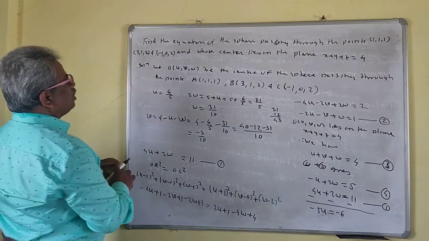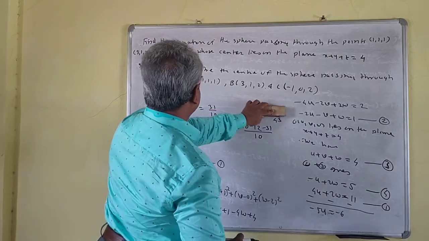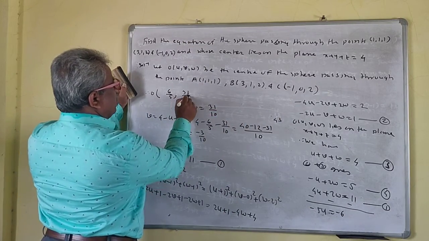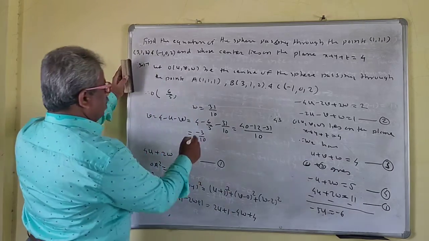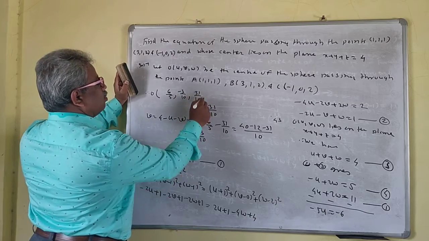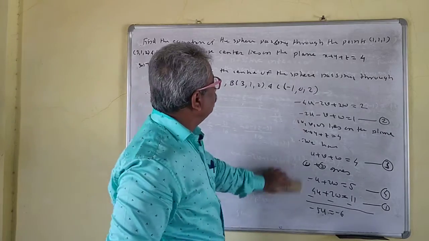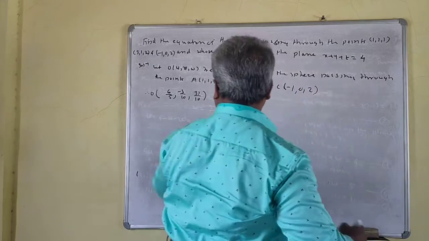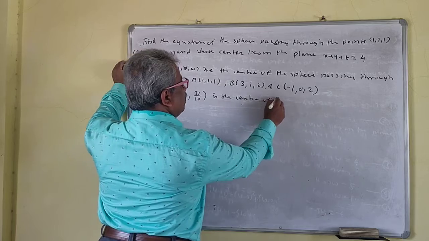Okay, so you got the center and radius. We got the center. Therefore, the center is (-6 by 5, -3 by 10, 31 by 10), which is the center of the sphere. No need of this now.